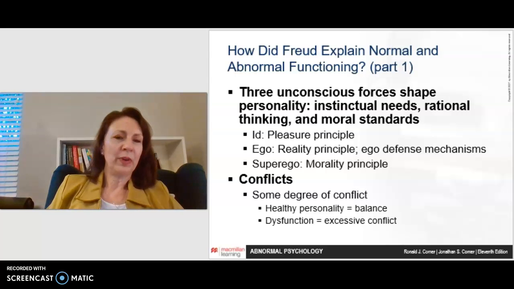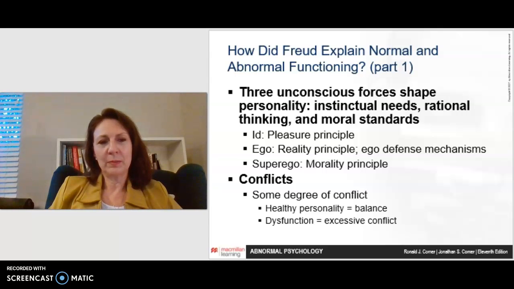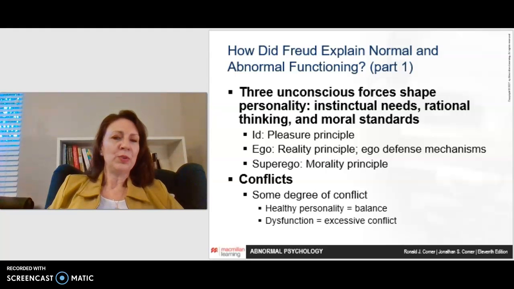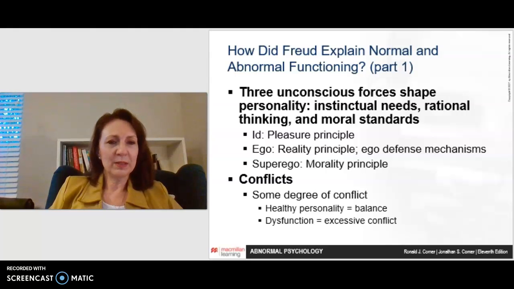So the ego is sort of looking at the reality of what society expects of us and moderating those other two principles. In terms of conflict, some degree of conflict is always going to be present. Healthy people have a balance. Dysfunction occurs, though, when there's excessive conflict among those principles.